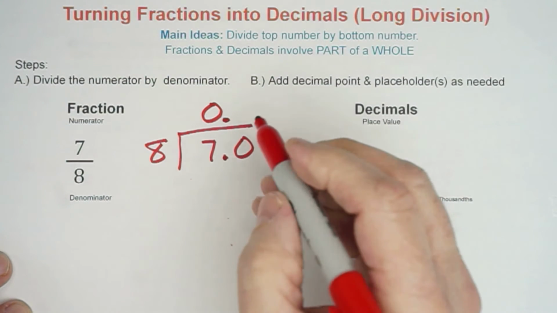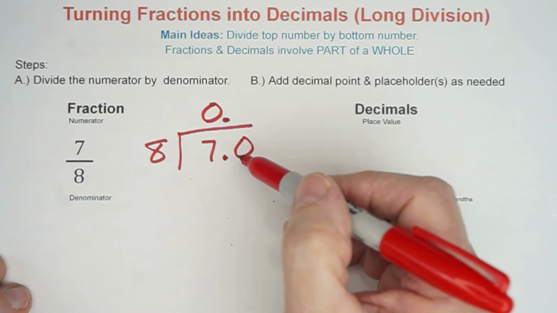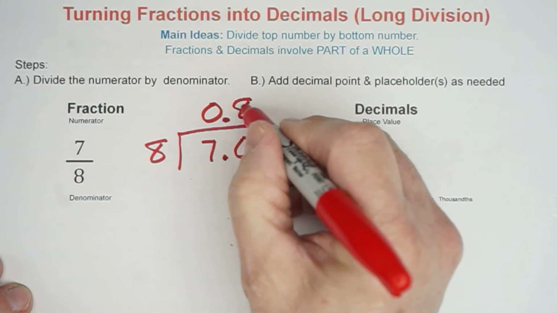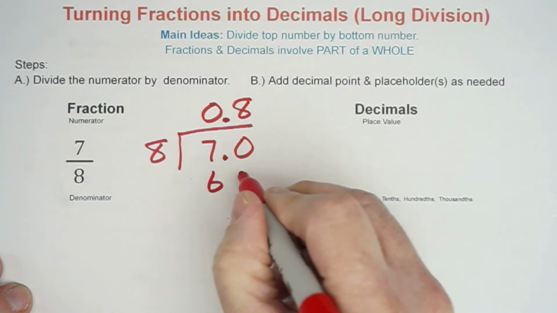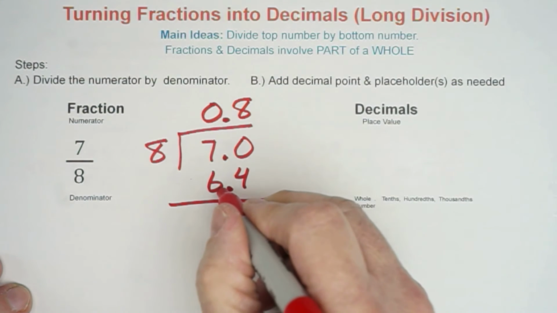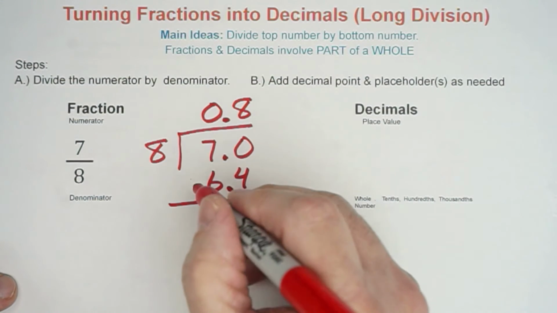okay? So, does 8 go into 70 tenths? And the answer is yes, it does. I believe that goes 8 times, right? 8 times 8 is 64, but don't forget your decimal. So we're expressing that as 6 and 4 tenths, or 64 tenths, right?